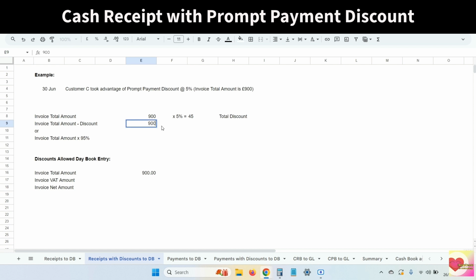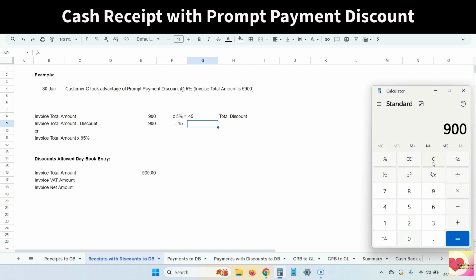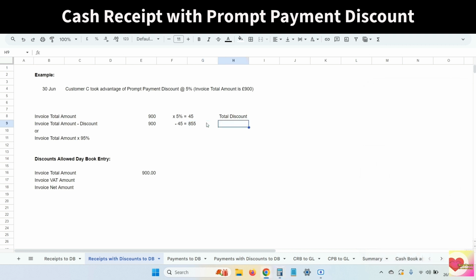The total amount of the invoice is 900. Let's deduct the 45, which is the total discount. 900 minus 45 equals 855. And this is the invoice amount after prompt payment discount. This amount should be the amount that we have received in our bank account.